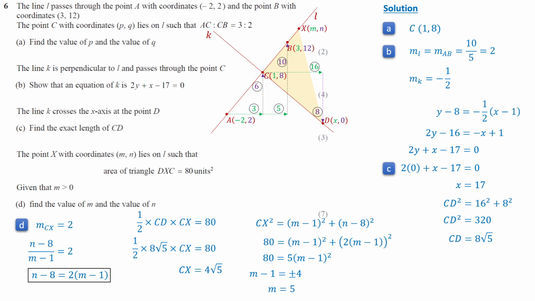Now we get m equals 5. n minus 8 equals 2 times 4. This gives n equals 16. The coordinate of point X is 5, 16.